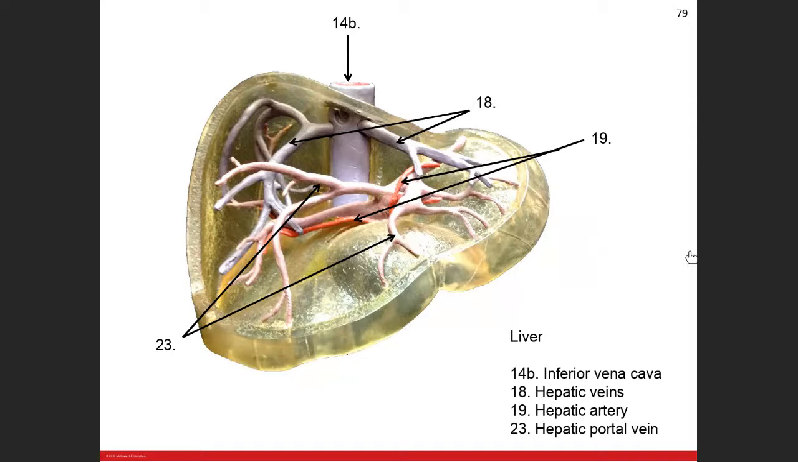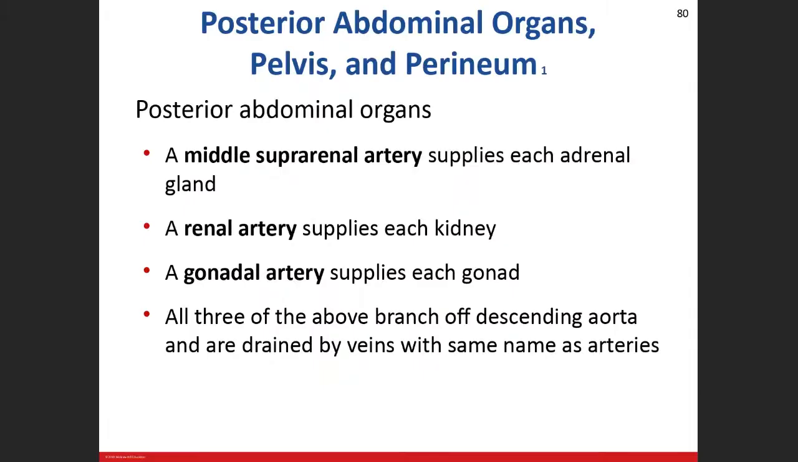I do believe I did cover this slide here, but just a quick review. We're now in the abdomen here, and we're talking about the abdominal organs. Those are also the retroperitoneal organs, which are going to be the kidneys and the adrenal glands. And so we have blood vessels that are going to supply some of those structures. The middle suprarenal. Suprarenal is another name for the adrenal gland, by the way. So the middle suprarenal artery is going to supply the adrenal gland.